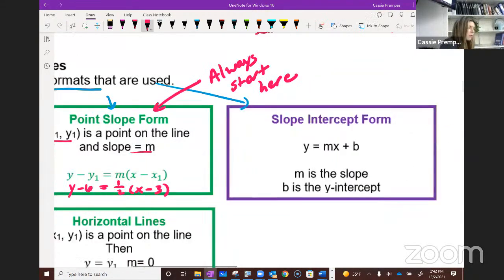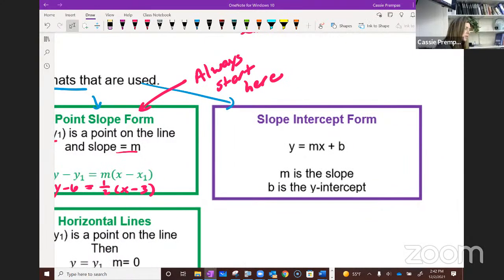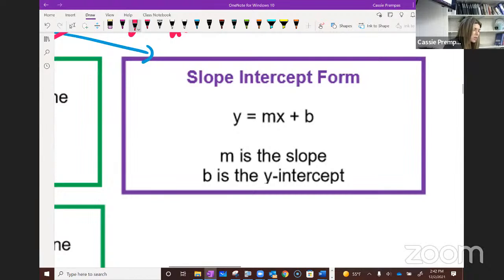Then slope intercept form, probably your favorite. It has the slope next to x. The b represents the y-intercept. And you guys were just working with some y-intercepts. You know that the x-coordinate has to be 0 in order for you to truly work with the y-intercept.